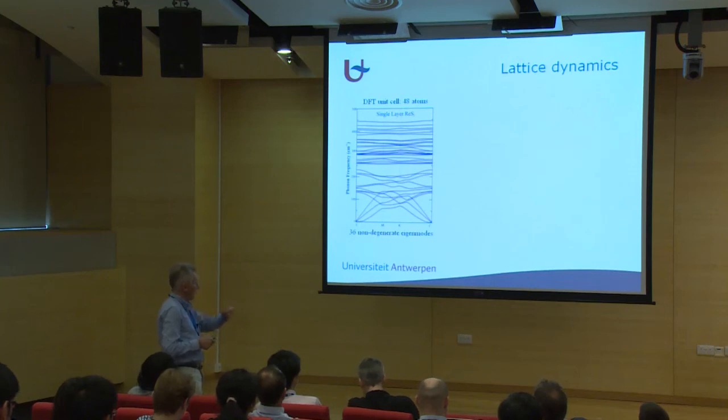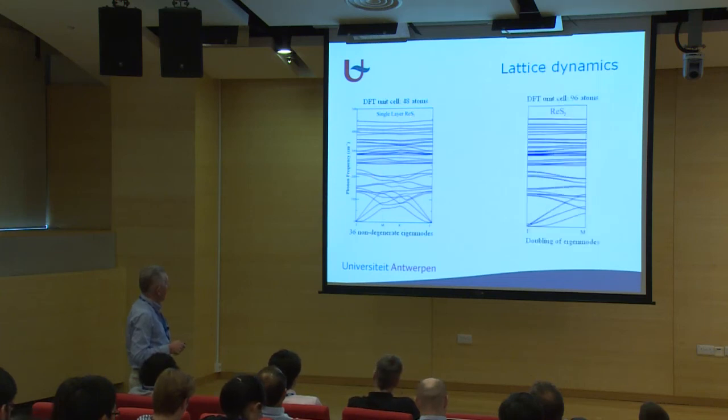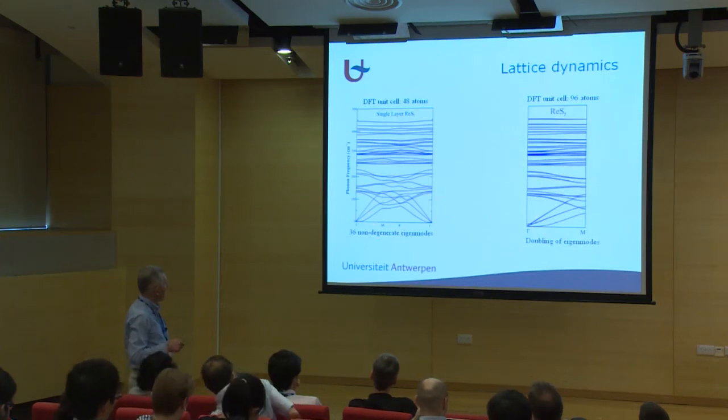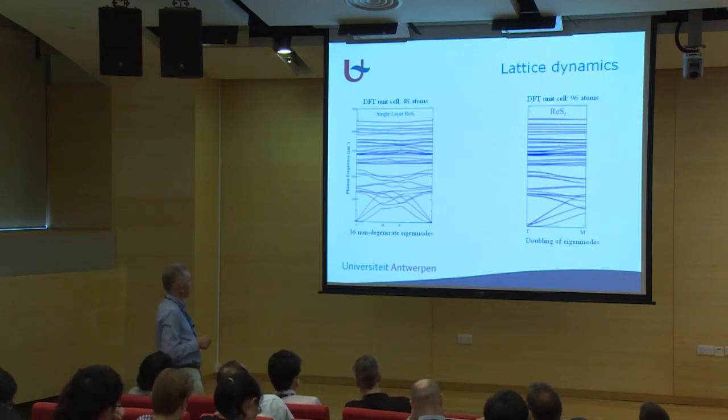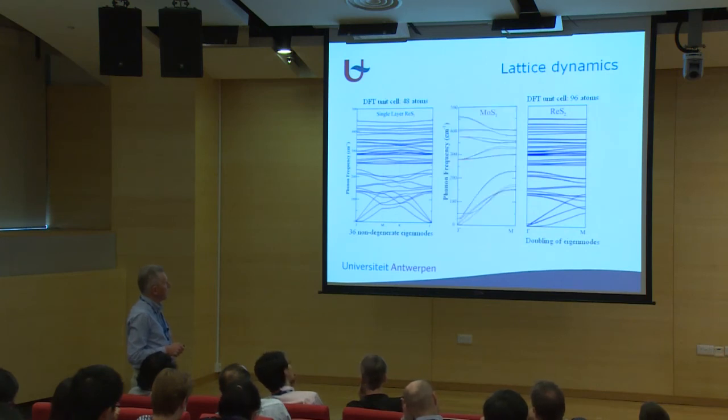So the almost last part is on the lattice dynamics. This is for single layer rhenium disulfide. Okay? And this here is the bulk. Here I only show the result for gamma to M, so this region here. And also here you do not see big differences. Okay? In the case of a single layer, you have 36 non-degenerate eigenmodes. Okay? While in the case of a bulk, of course, it's doubled.